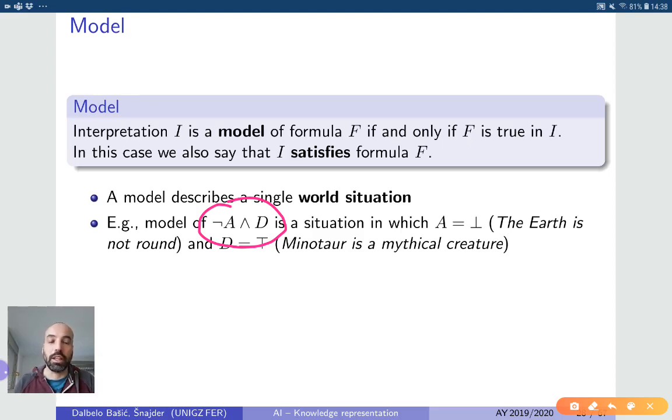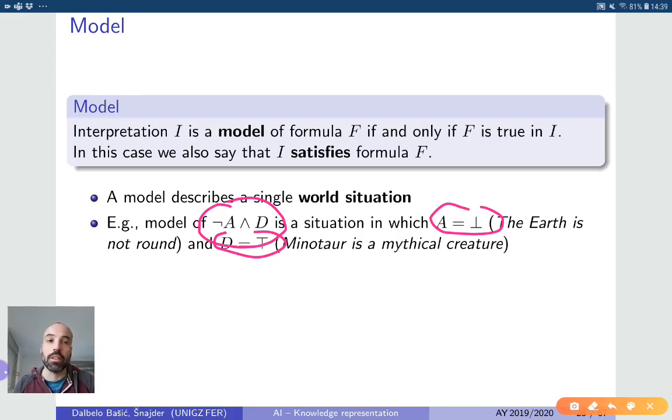So what are the interpretations in which this particular formula is true? Well, A has to be true when negated, and D has to be true. So A has to be false, and D has to be true, right? And this is the only interpretation out of 4 possible for which this formula is true. And this interpretation is the model of the formula, right? So it's the interpretation, in this case 1 out of 4, for which this particular formula is true.